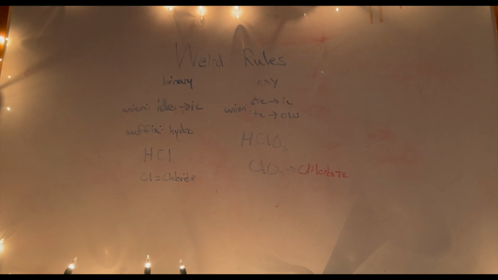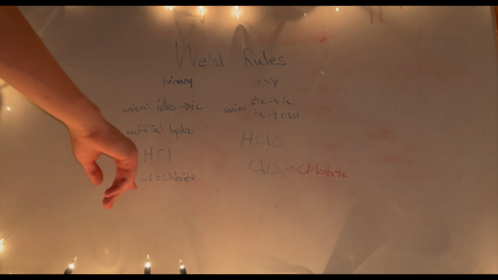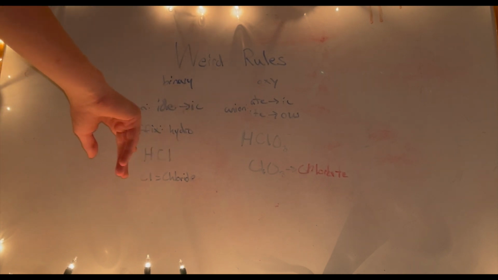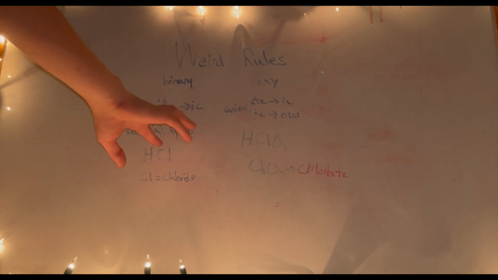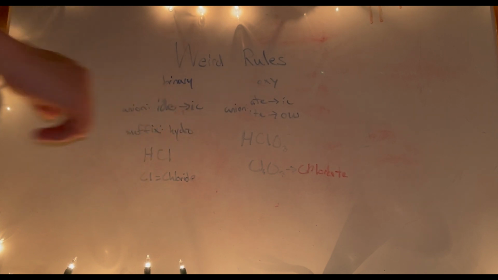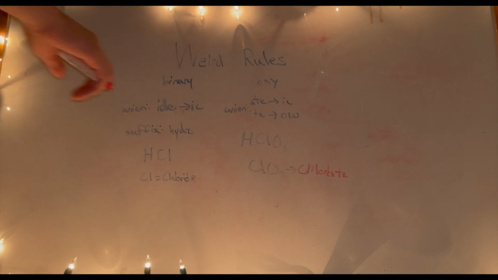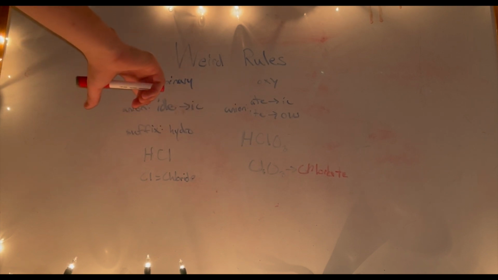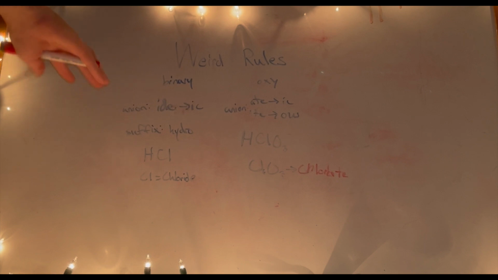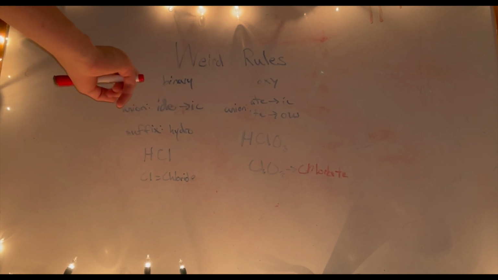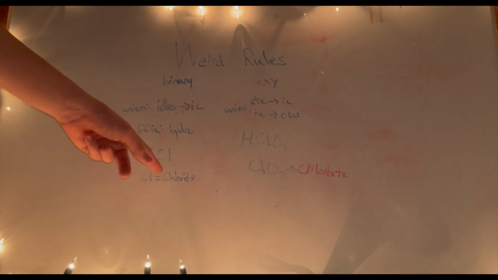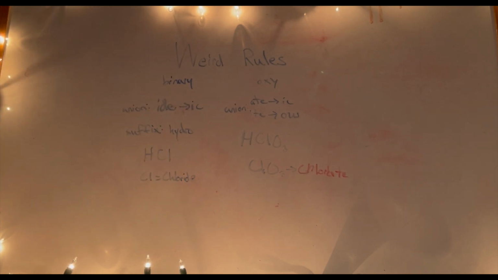Alright, so let's go over some of the weird rules. So for binary acids, you're always going to change the anion. For example, for HCl, the anion would be the chloride. If the anion is "ide," you're going to change it to "ic." And then you're always going to have the prefix of hydro. So for example, since this is chloride, it would be hydrochloric acid.